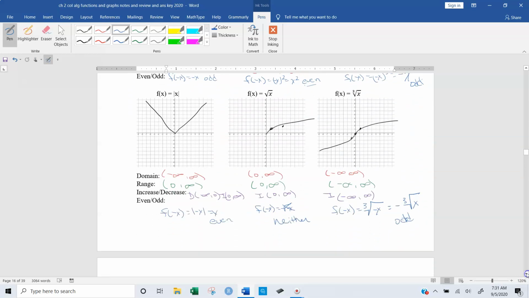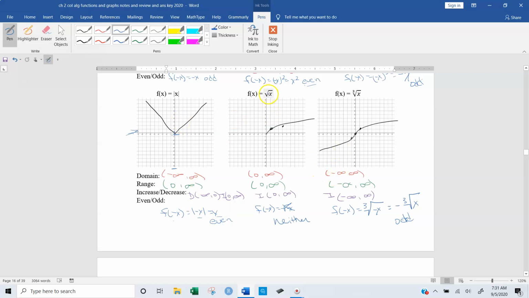Okay, your absolute value was your v. It's negative infinity to infinity for your domain. Your range, again, has nothing on the negative, so it starts at 0 to infinity. This one here is decreasing from negative infinity to 0, and then from 0 to infinity, it is increasing. Let's plug in our negative x. Well, the absolute value of negative x is x. These are identical, so it is even.